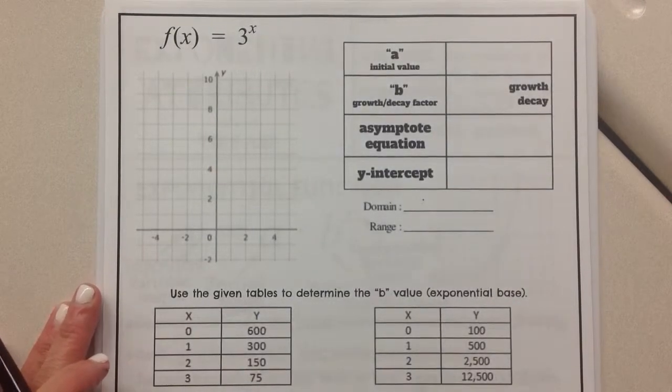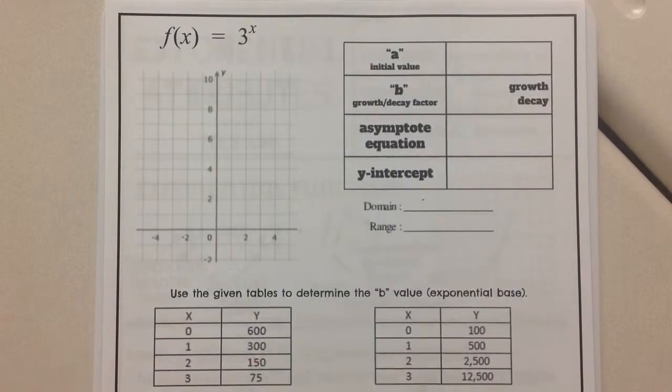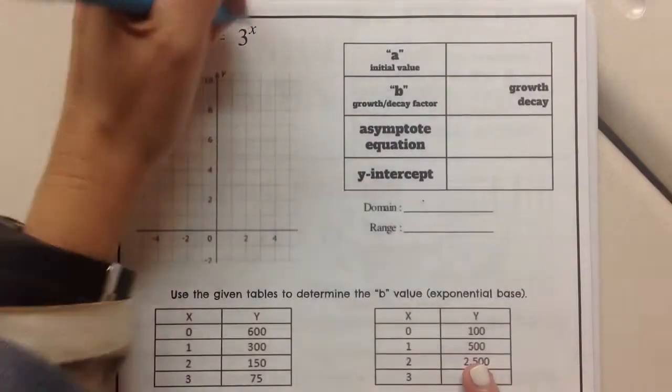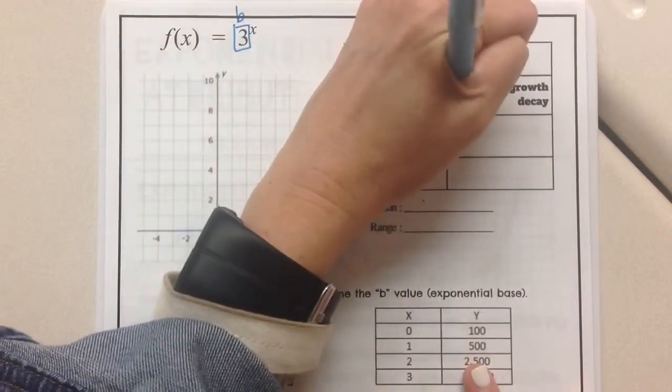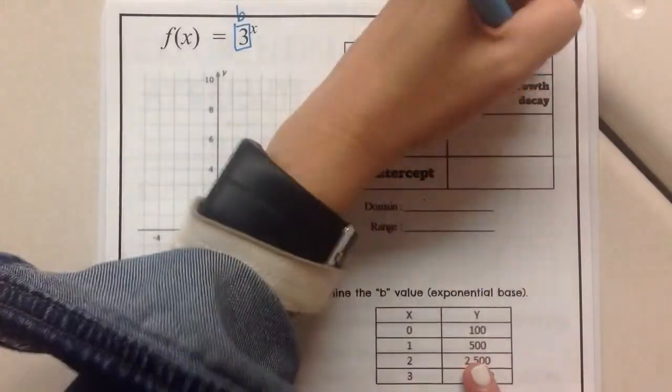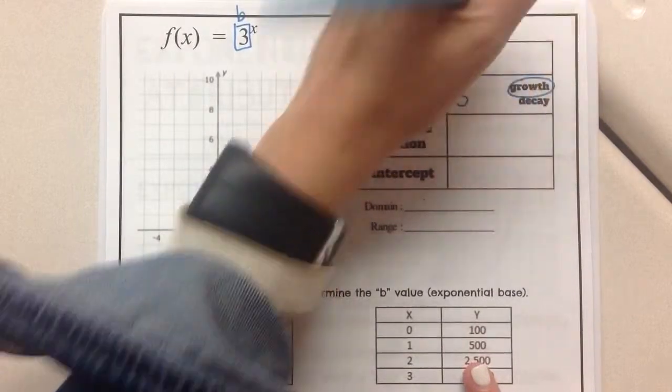All right, let's look at the next one. We have f of x is equal to 3 to the power of x. And again, we are going to identify our growth or decay factor because it's going to be connected to our exponent. So that makes 3 our b. And because 3 is greater than 1, this has to be a growth factor.